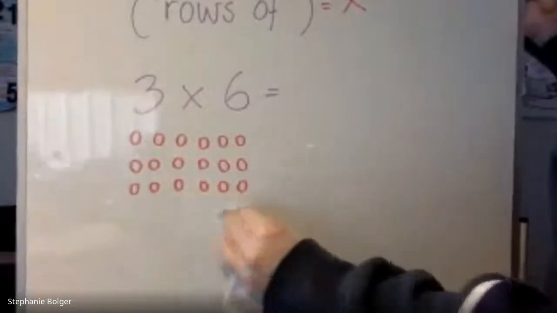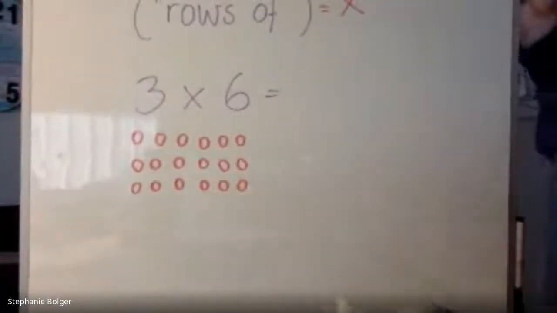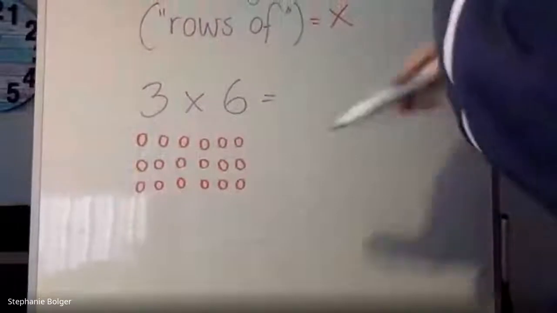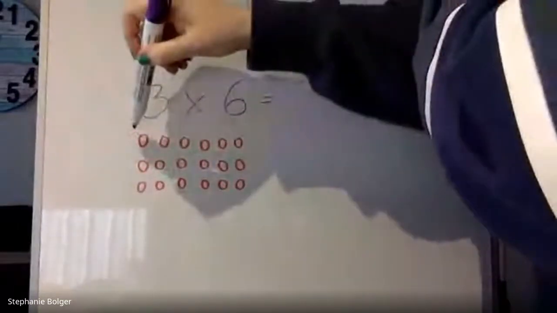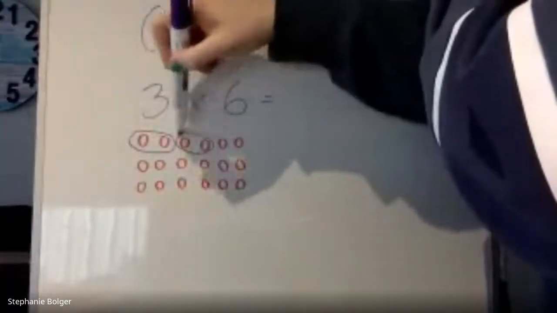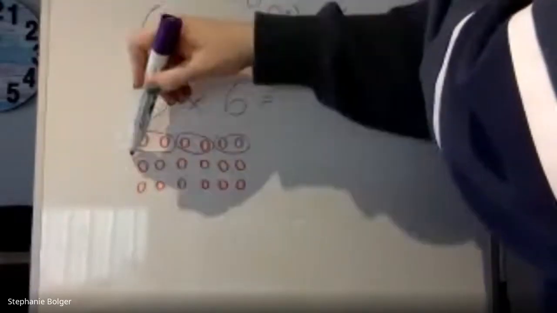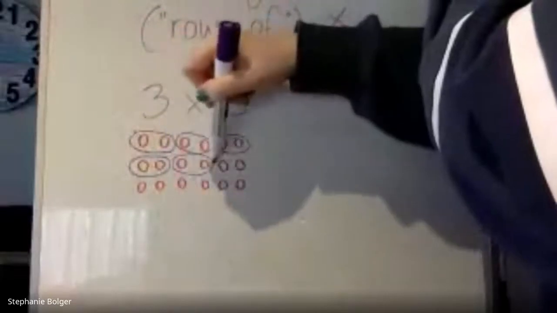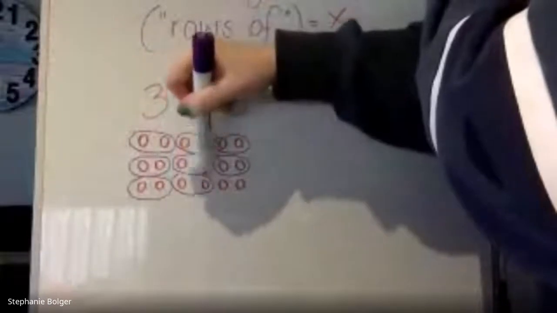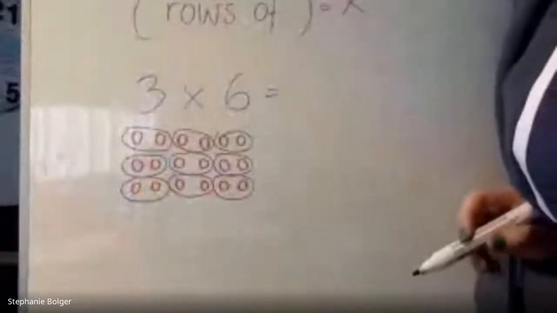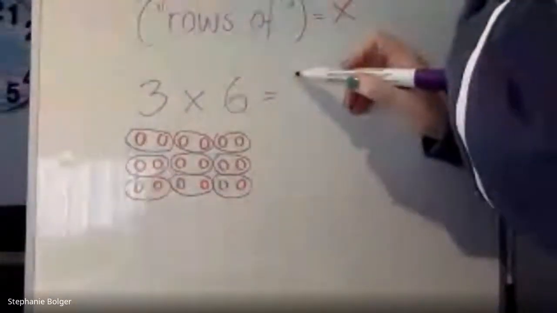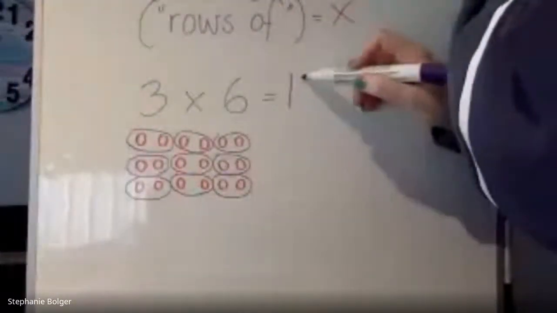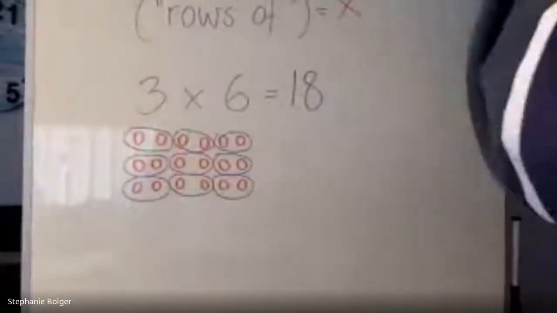Or instead of doing it that way, if you don't know how to count by 3s yet, you could count by 2s like this. 2, 4, 6, 8, 10, 12, 14, 16, 18. So you would still get the same answer. So we know now that 3 rows of 6, or 3 times 6, equals 18.